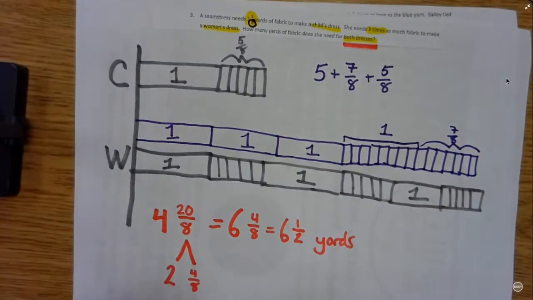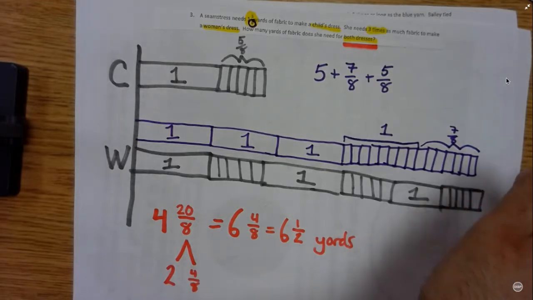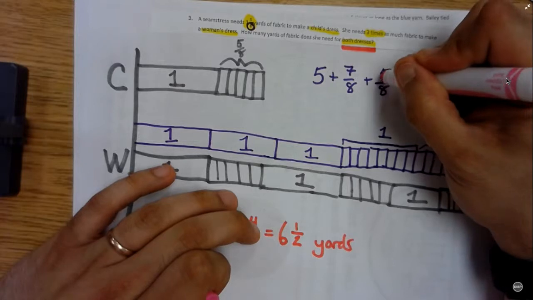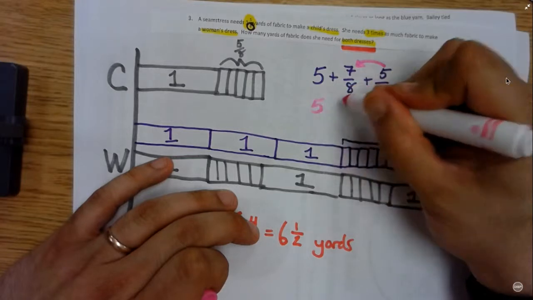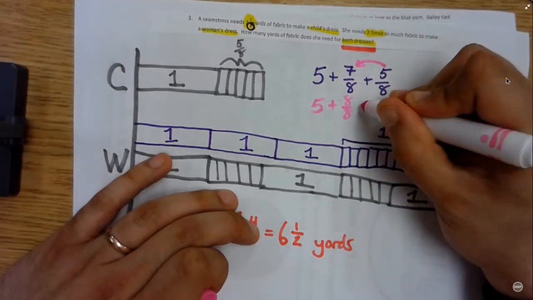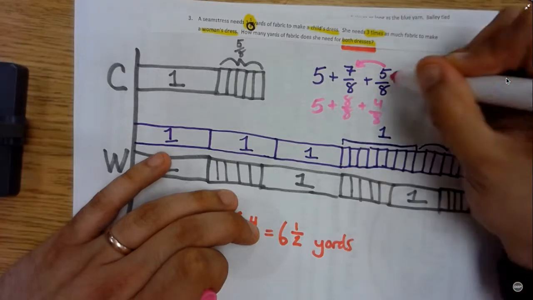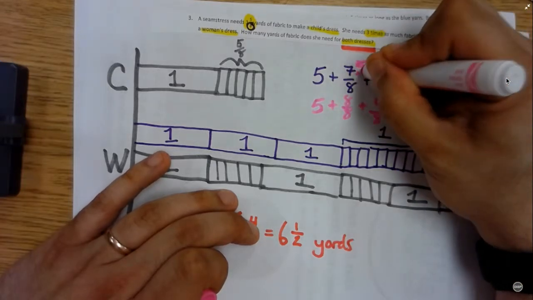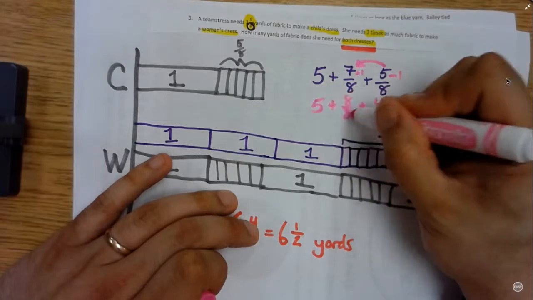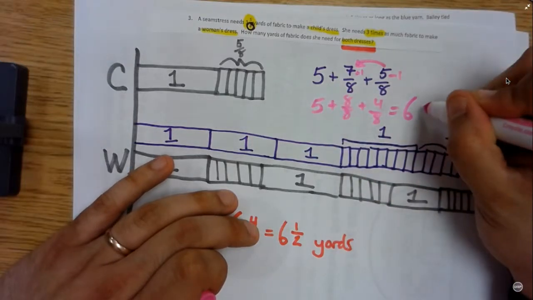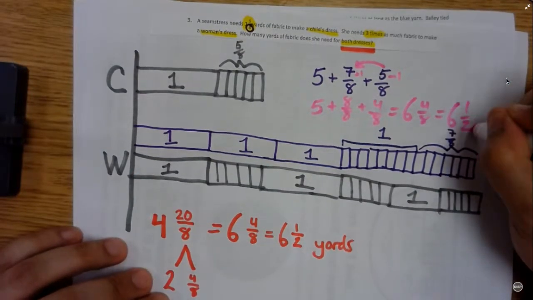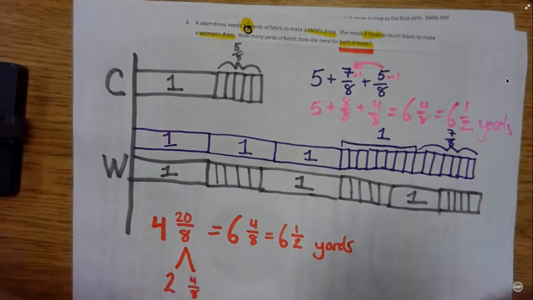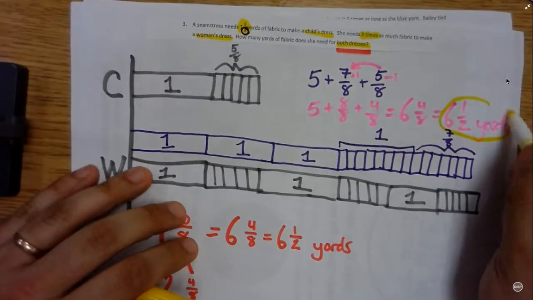Well, really what I can do is I can do a little shifting here. I can take one of my 5/8 and send it over that way. So I can make this instead 5 plus 8/8 plus 4/8. I just took 1 minus 1 here, plus 1 there, and now I've got another whole. Now it's 6 and 4/8. And again, we've got 6.5 yards.